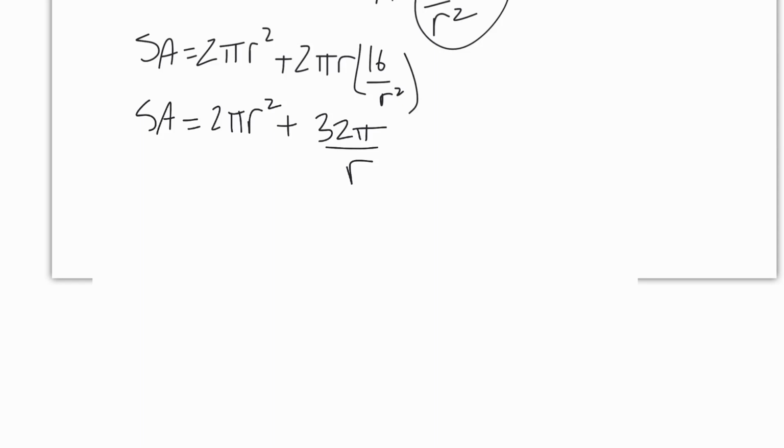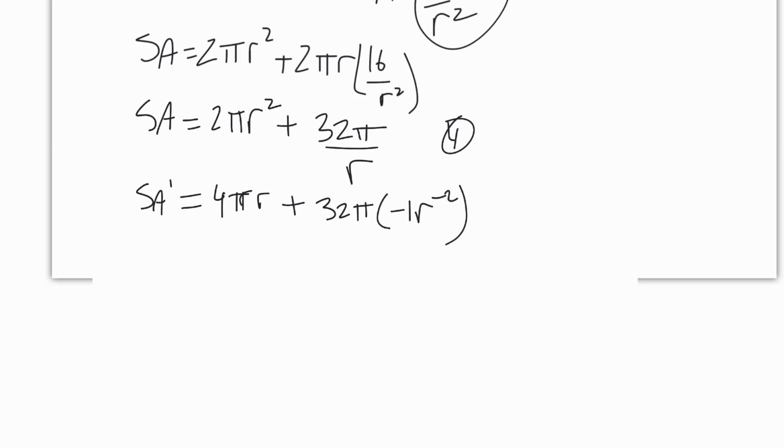So this is what we want to do the derivative of, and notice it's in terms of only one variable. So let's go ahead. This will be step 4 we're into now. So we're going to find the derivative. And to help differentiate between this and the related rates, I always use the prime notation for this and the dy/dt for related rates, just so you can keep the word problems separate in your mind. So this will be 4 pi r plus 32 pi, well the r is to the negative 1, so it's negative 1 r to the negative 2.